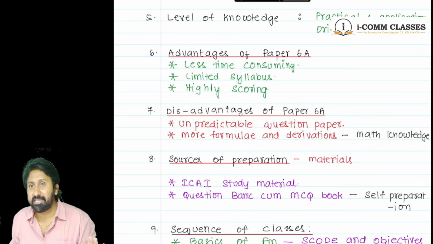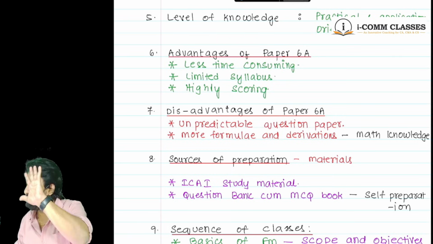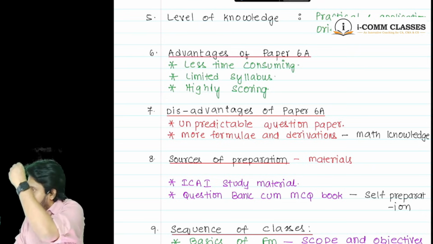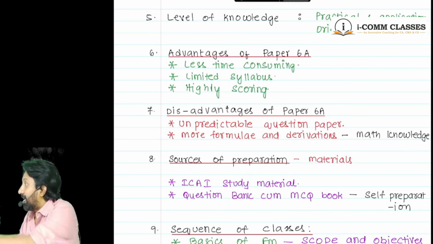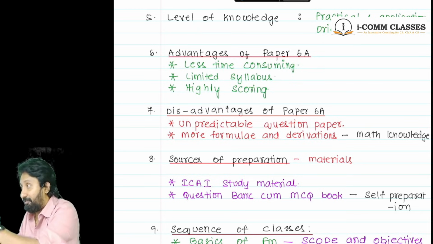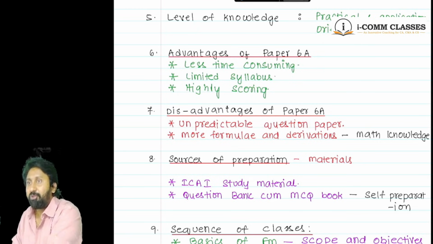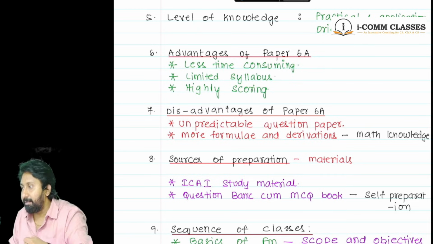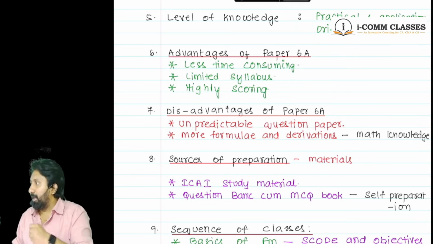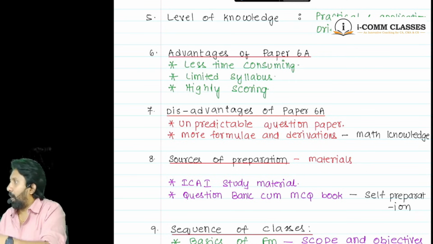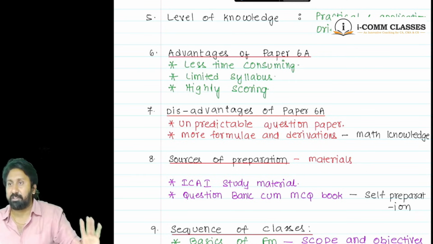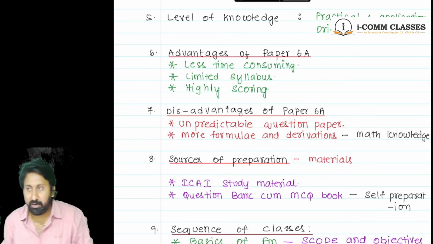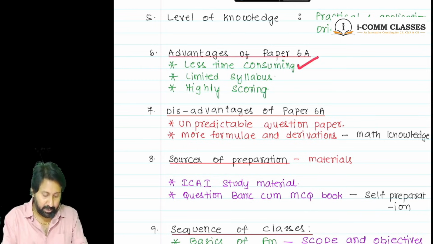Clear? Reason: in FM, if you write for 50 marks, let us say you write for 45 marks, you will get at least 40, correct? In SM, if you write for 40 marks, you will get 20 or 25, correct? That's the problem. Be perfect in FM, and automatically your score will increase along with SM. Understood everyone? So therefore, less time consuming.